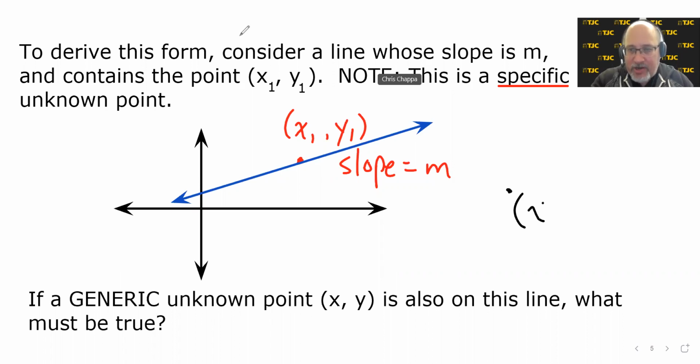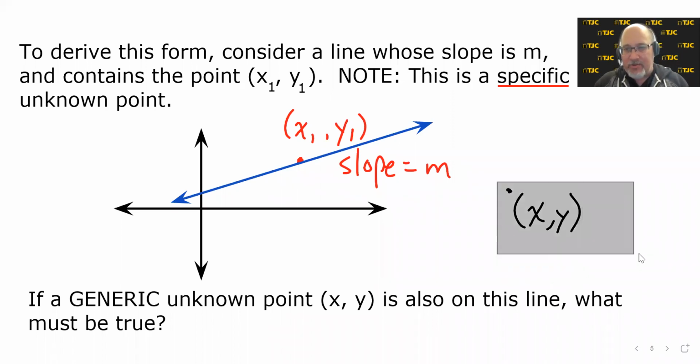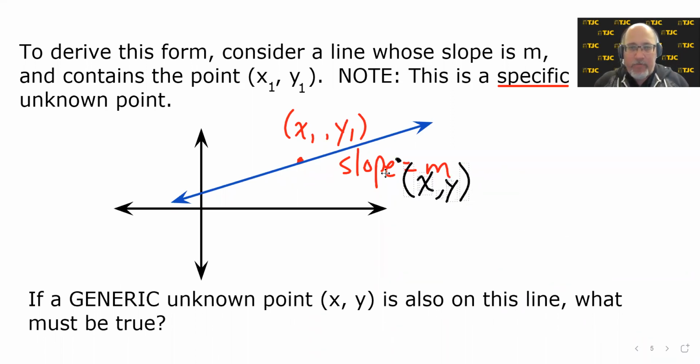If we take any generic point x comma y, what has to happen in order for it to be on the line? So let's grab all this and we'll move it here. Like if it's there, or if the point's here, or if the point's here, no matter where we put this point, what has to be true? Well, we're going to answer that question in the next slide.